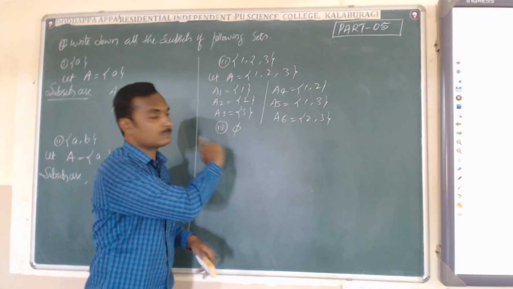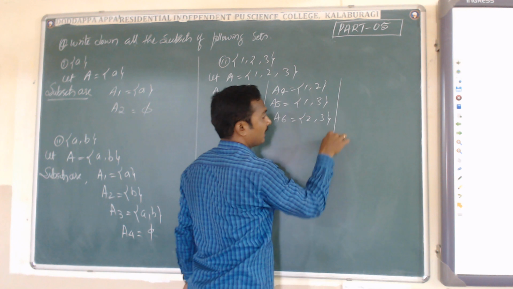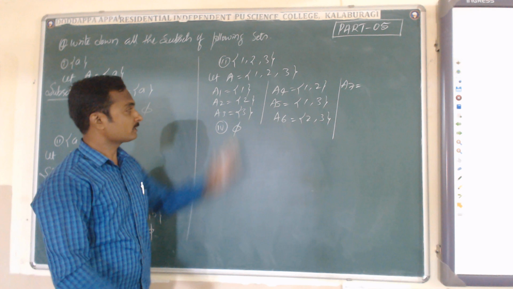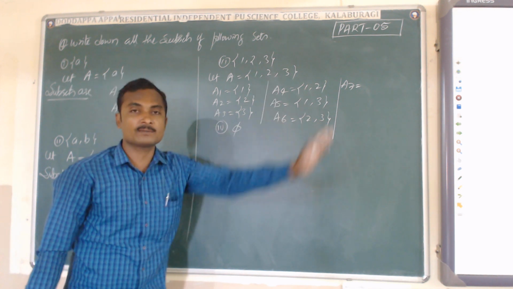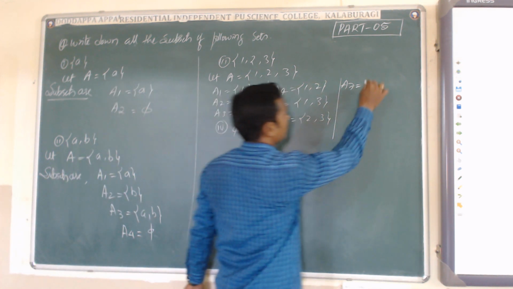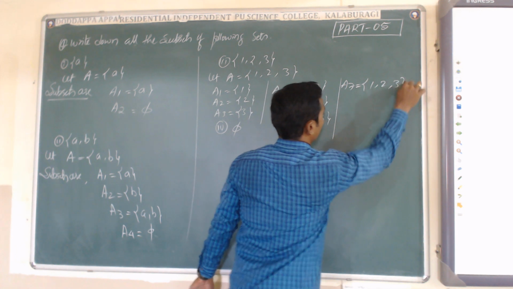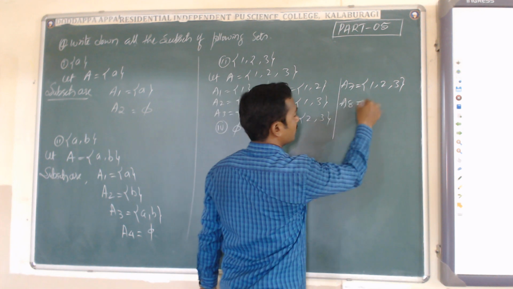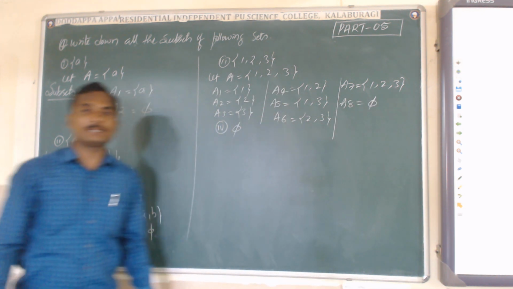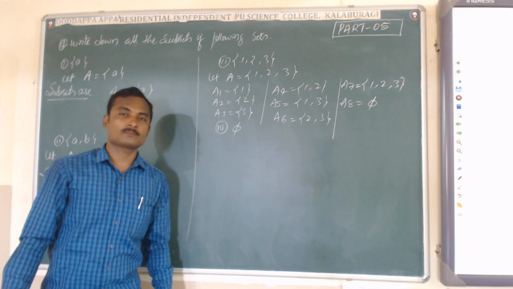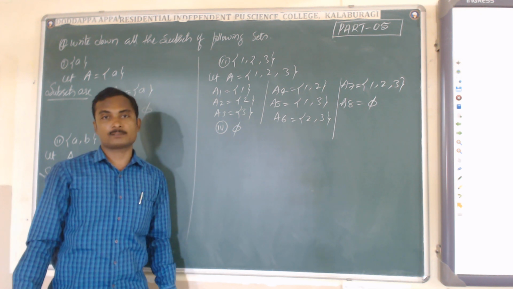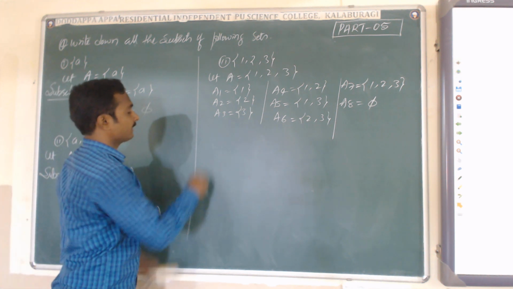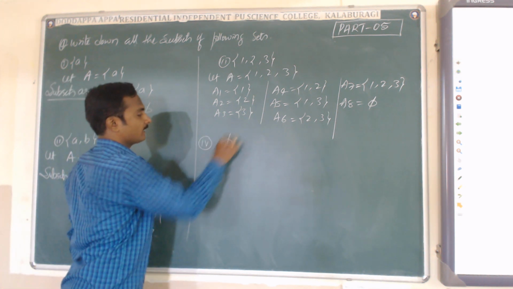Okay, so single elements, after that double elements, after that triple elements. So after A6, the next subset is A7. After the single elements and double elements, the next one is three elements. The three elements taken together form the set A7 equals {1, 2, 3}, and no doubt the last set is phi, because by definition, phi is a subset of every set. Right? So we can go for the next one, the fourth one, which is phi.